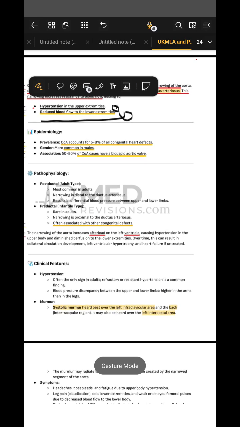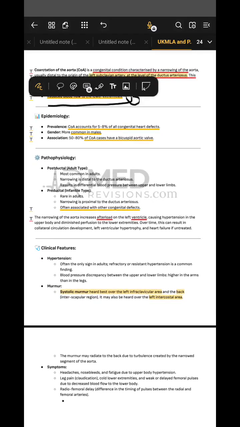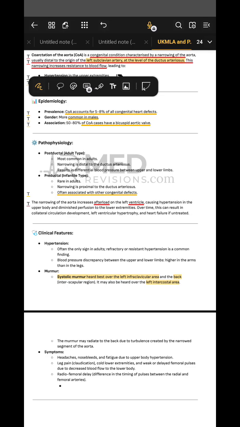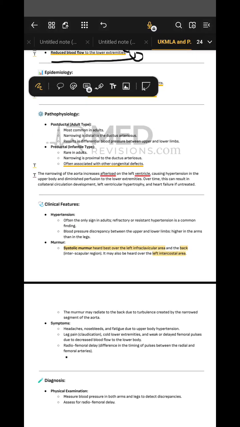As I said earlier, epidemiology: look at this, more common in males. Association: 50 to 80% of coarctation of the aorta have a bicuspid aortic valve. Sorry, I said earlier that it was the mitral valve, so here it is: bicuspid aortic valve.